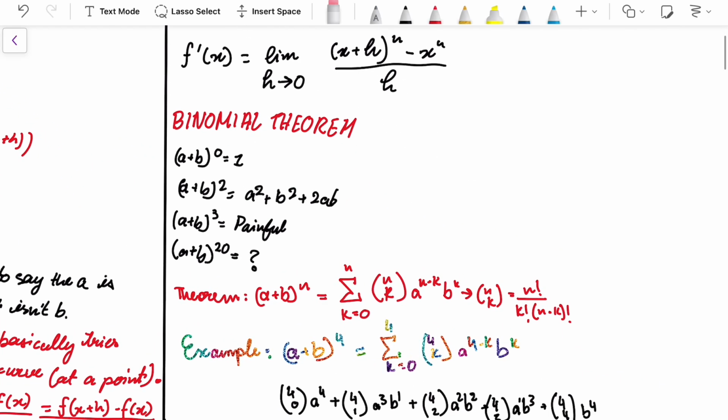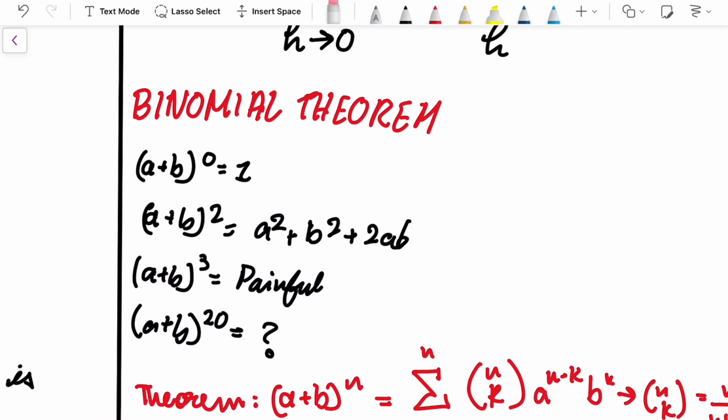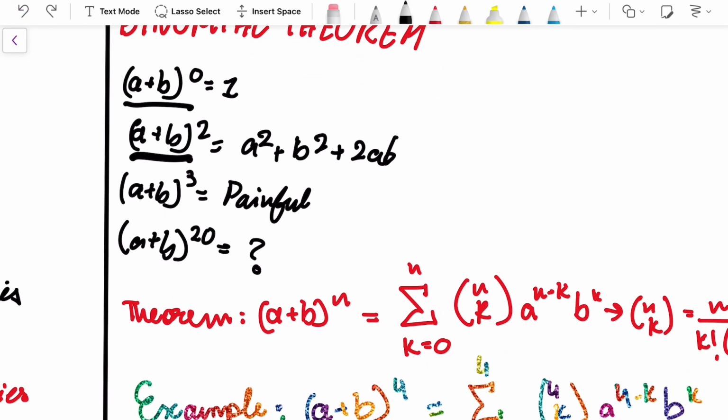Now, the binomial theorem is basically about expanding expressions like these. (a plus b) to the power of 0 is 1. (a plus b) to the power of 2 is a squared plus b squared plus 2ab. (a plus b) to the power of 3 is going to be painful. But what about (a plus b) to the power of 20? How do we work that out?